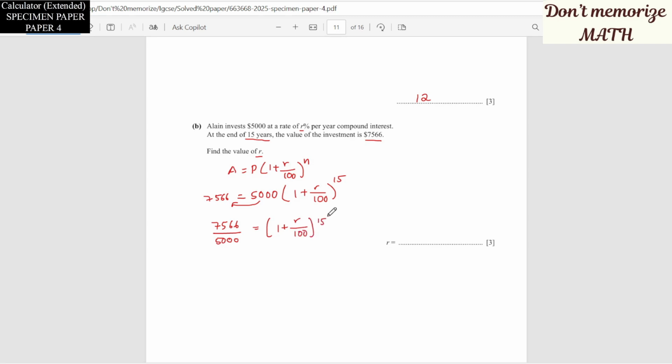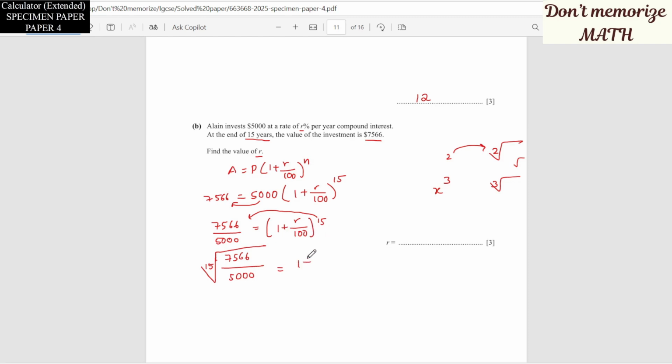Okay, 15. So now you can move this power 15, or index 15. If you are moving a square, it will become square root. If you have x cube and you move this cube, it will become cube root. So it is power 15. When you move power 15 to the left side, it will become the 15th root. Inside this root, you need 15th root of 7566 over 5000 equal to what we have now.